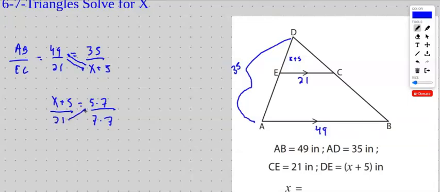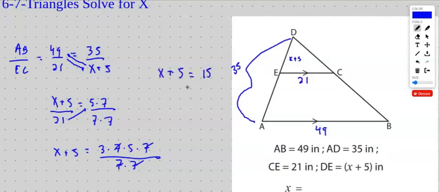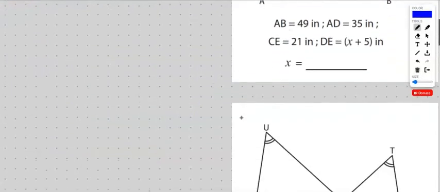So then I'm going to take 21 and shove it up, right? So it's x plus 5 equals 3 times 7 times 5 times 7 over 7 times 7. So now I get to cross out things I see. And what I end up with, x plus 5 equals 3 times 5, 15, minus 5, x equals 10. Okay? That's how you would work a problem like this. Kind of makes sense, right? So clear that, and I'll go down to the next one.